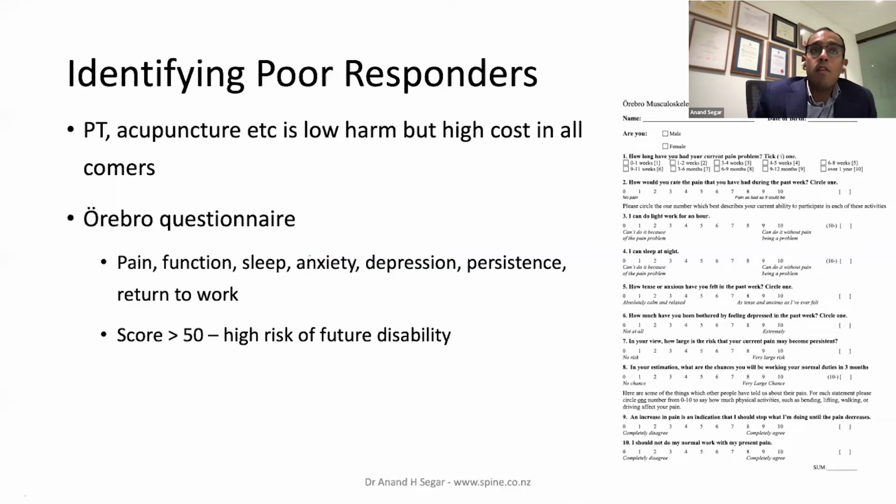The Orebro questionnaire is one way that we can. This is a questionnaire here, which in a time-starved practice is probably difficult to administer, but asking the questions may be easier. So asking questions on pain: how would they rate their pain? How would they rate their function? How would they rate their sleep, whether they're depressed or anxious about the pain, and what their thoughts or beliefs are on returning to work. A score in the questionnaire of 50 suggests a high risk of future disability, and those patients may benefit from an early referral to physiotherapy or some other allied health service.